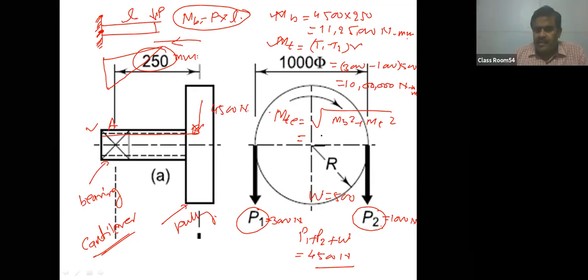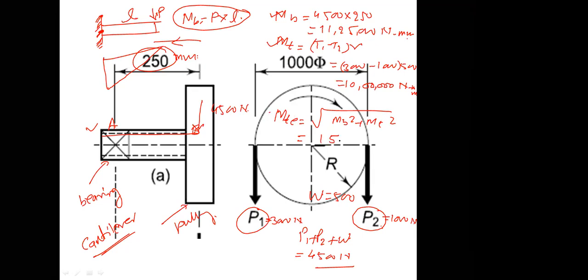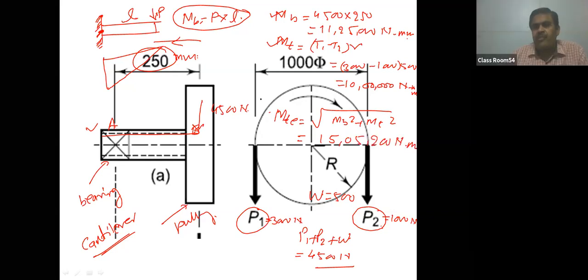कितना आ गया? 15,05,200. चलिए. Newton millimeter. ठीक है. Now the equivalent torque is available and it is a hollow shaft. Then what is the formula for design? The design formula is tau equal to 16 times equivalent torque divided by pi do cube multiplied by 1 minus C4, where C equals di by do. So now MT is available, 15,05,200. The permissible shear stress is also available.